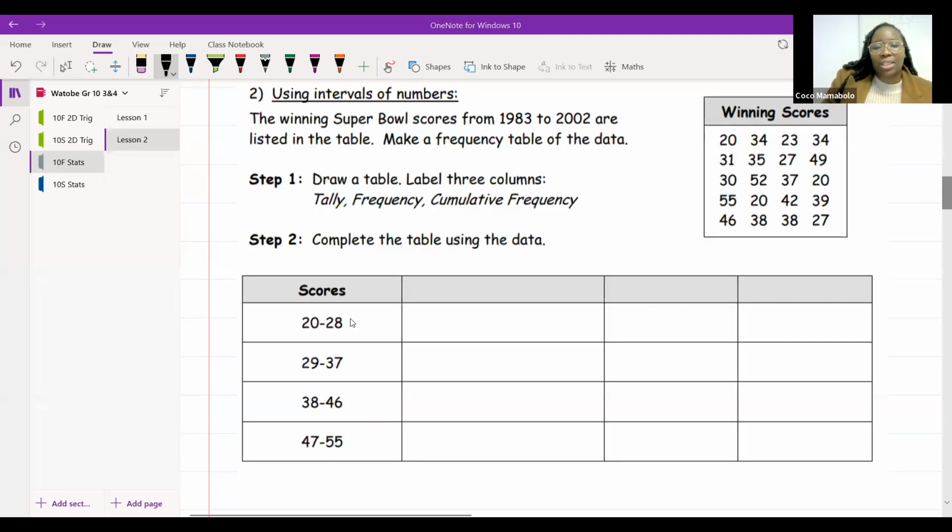Okay, I'm going to skip the tally. I think we're old enough to not have to use a tally anymore. So what I'm going to do here is put the frequency here, and then over here, I'm going to put in the cumulative frequency. Who was here on Monday and can remind us, how do we calculate the cumulative frequency?